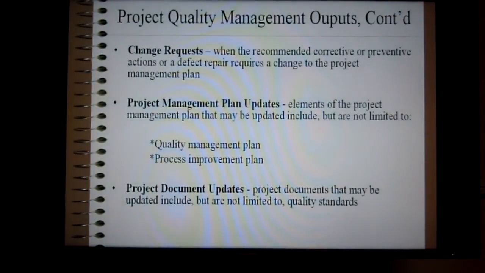Additional outputs are change requests. This is when the recommended corrective or preventative action or a defect repair requires a change to the project plan. Project management plan updates are elements of the project management plan that may be updated but are not limited to the quality management plan or the process improvement plan. Project document updates are project documents that may be updated but are not limited to quality standards.